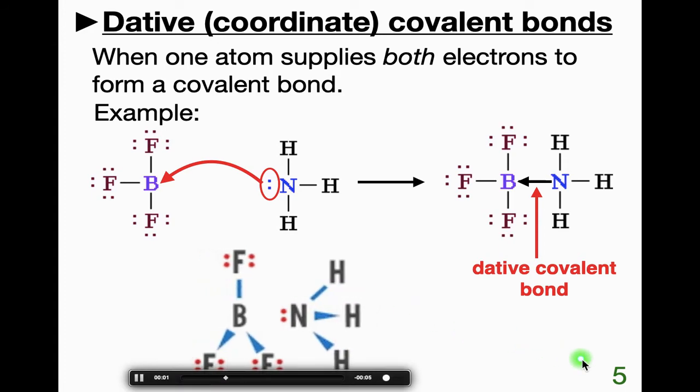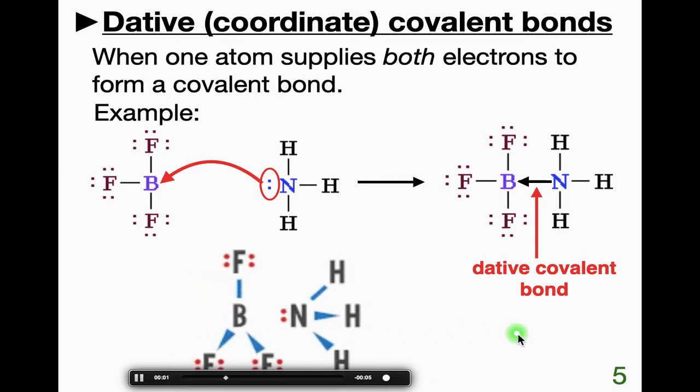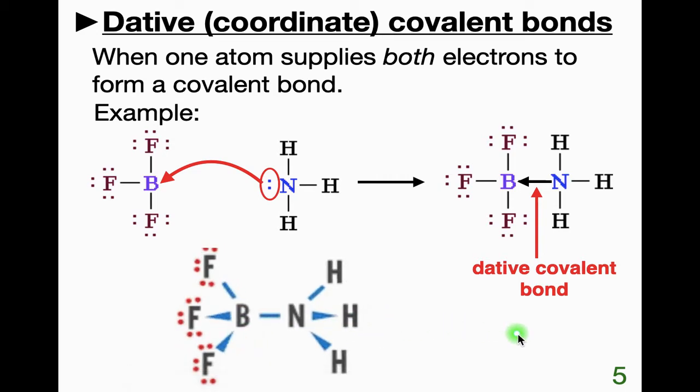So here is an animation of this, and you can see how the orientation around boron shifts as that lone pair comes in. The VSEPR model at work.